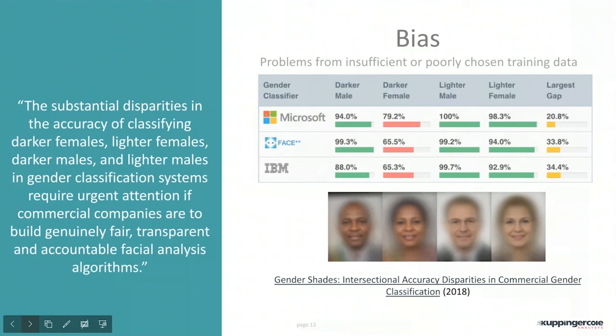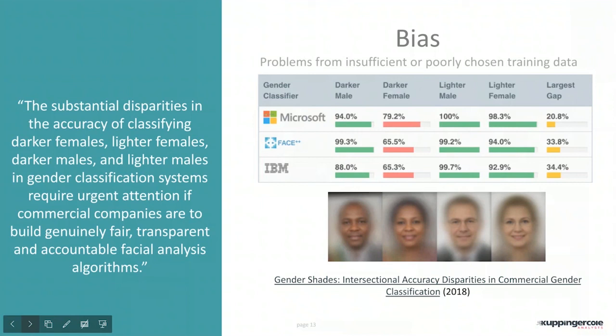So here is a fairly well-known example of inherent bias in the training data, where selection bias occurred and there were not enough examples of colored faces included in the training set of facial recognition models.